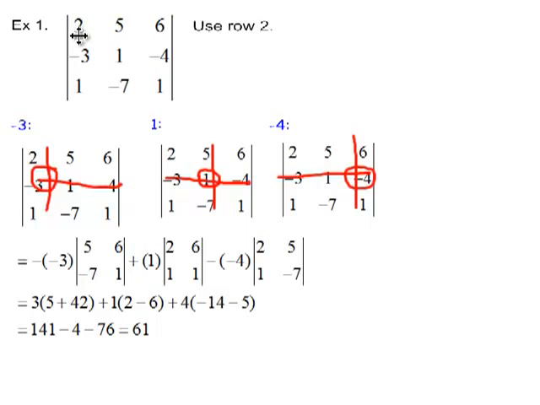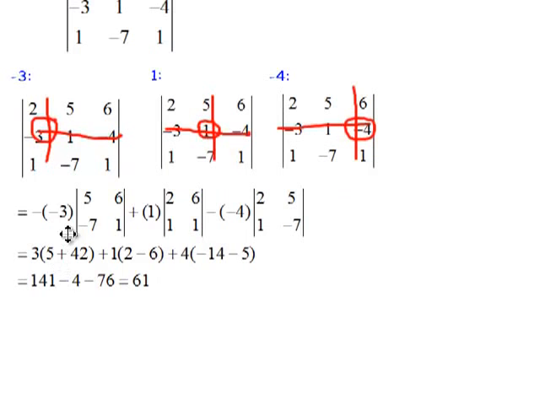2 is plus. So -3 is a minus. So plus, negative, plus. That's why for -3, you put a negative in front, and then plus and negative. And now you're going to simply expand the 2 by 2. So double negative, -3 will be +3.